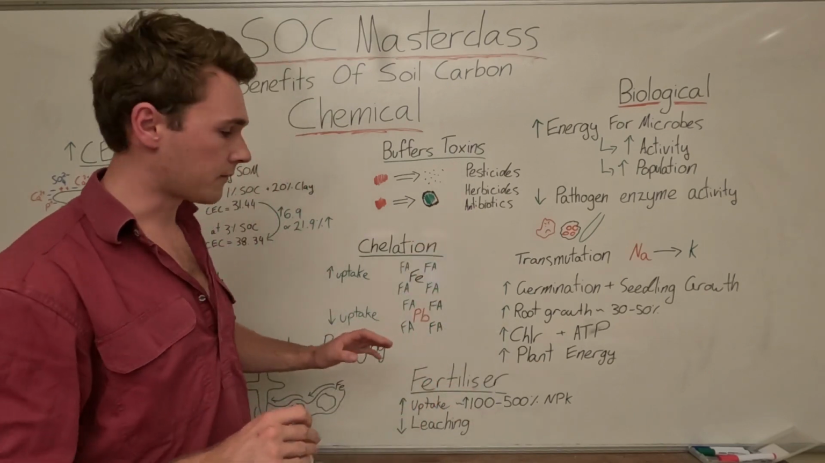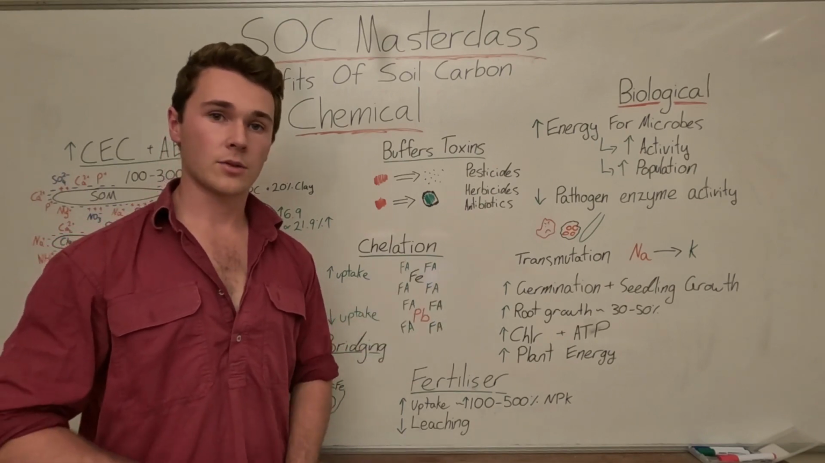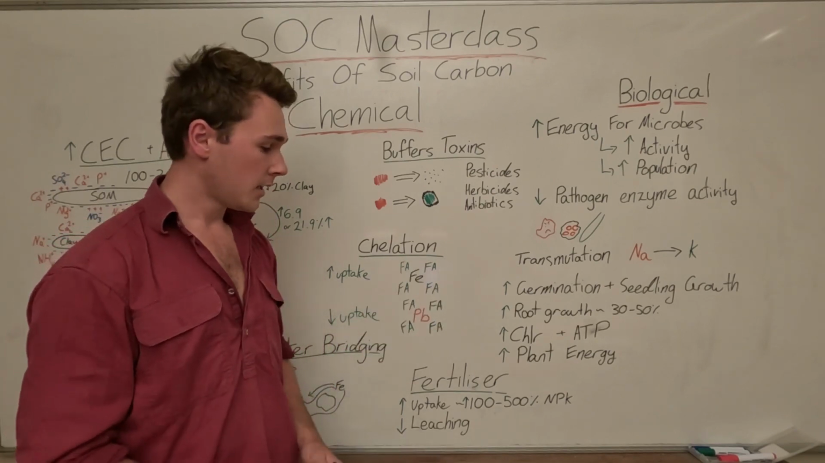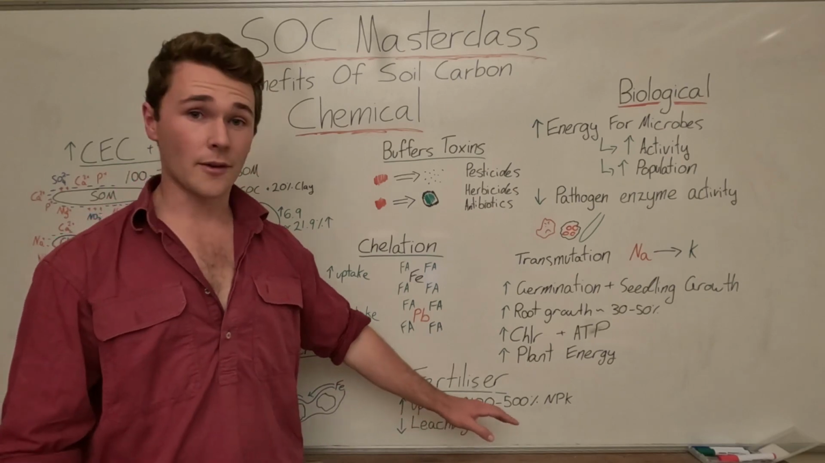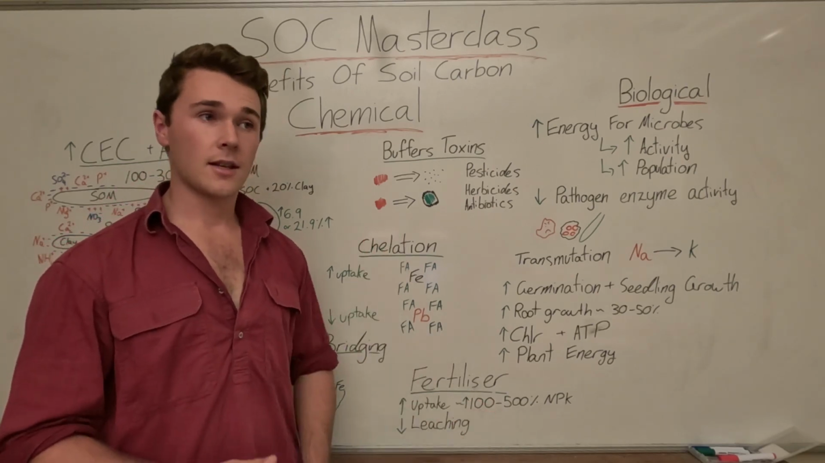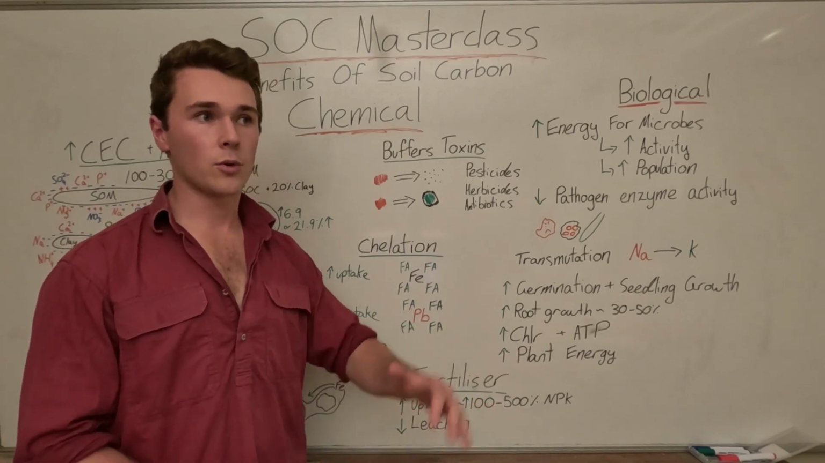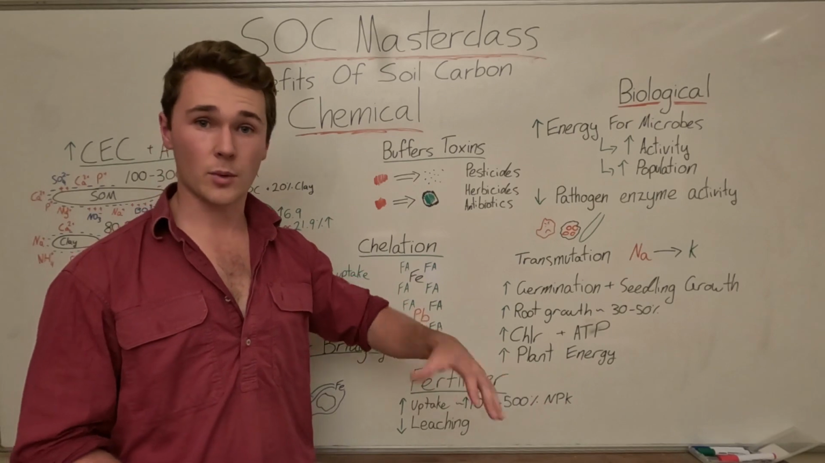Now, finally, I just want to touch on fertiliser. Fertiliser efficiency was found to increase with the application of humic substances in foliar sprays on the scale of 100 to 500% efficiency for NPK. That's a massive increase. So effectively, you could decrease your fertiliser to 50 to 20% of what it was originally.